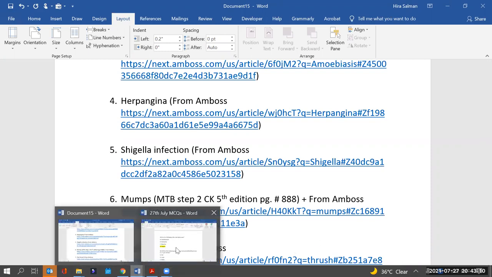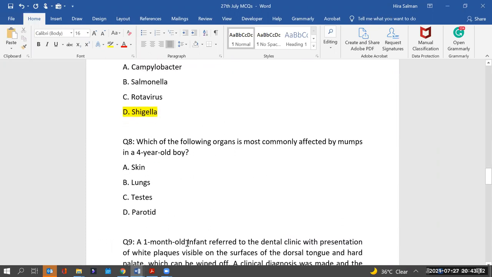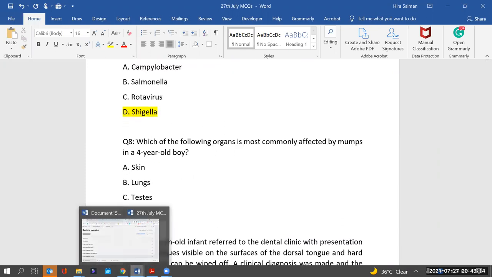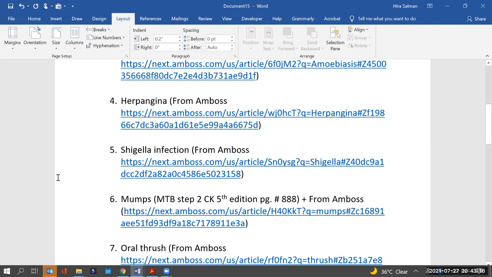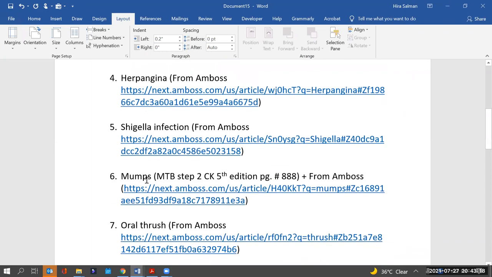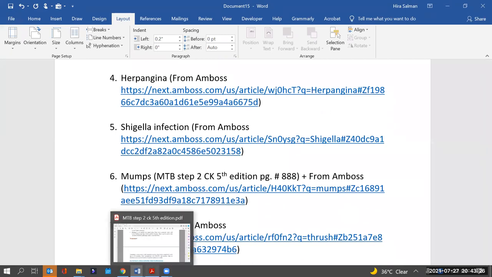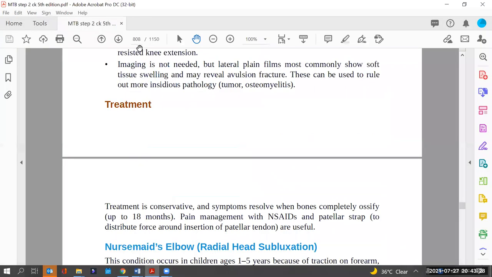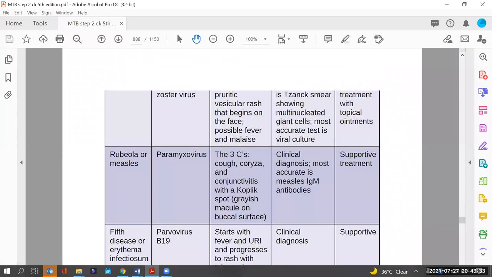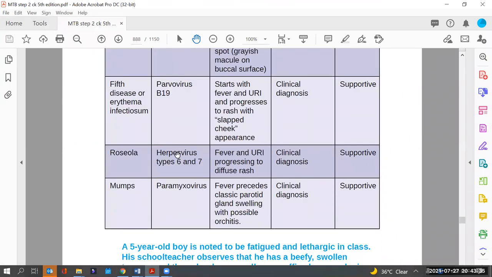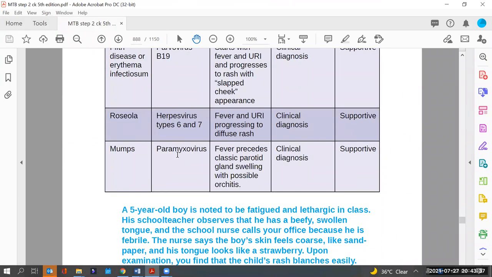Okay, so let's get back to the questions. For this one, we have to go for the theory first. Then we have mumps. For mumps, we'll go for MTB, but MTB is not in much detail, but I wanted to show you MTB also. Plus, we'll go to AMBOSS. So, here, it's only this much we have in AMBOSS.